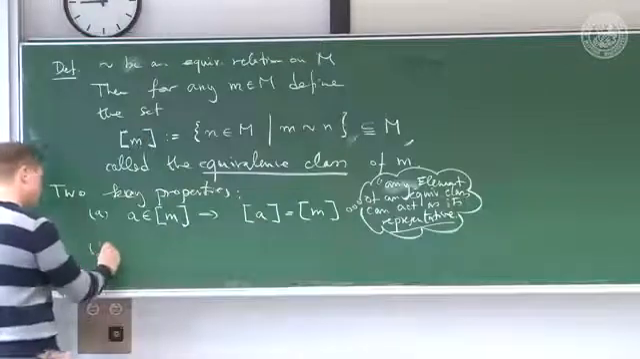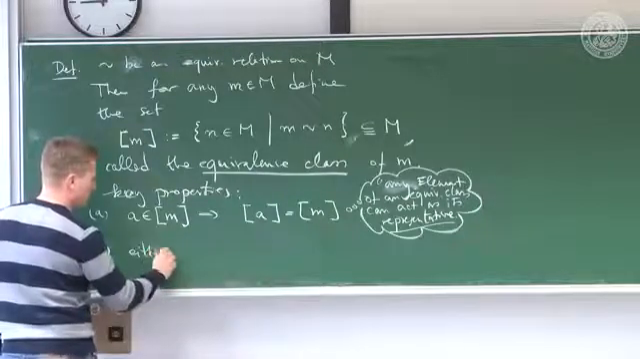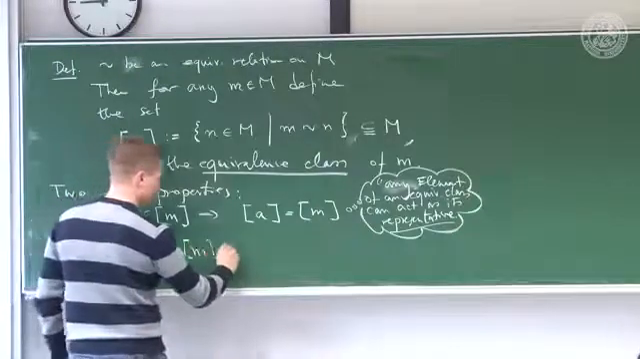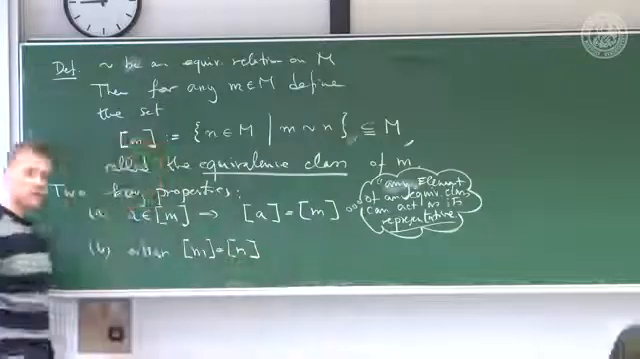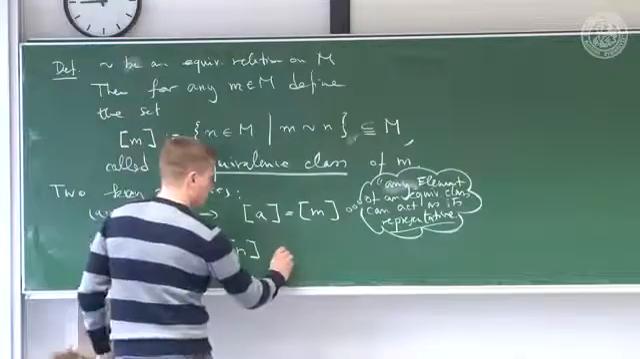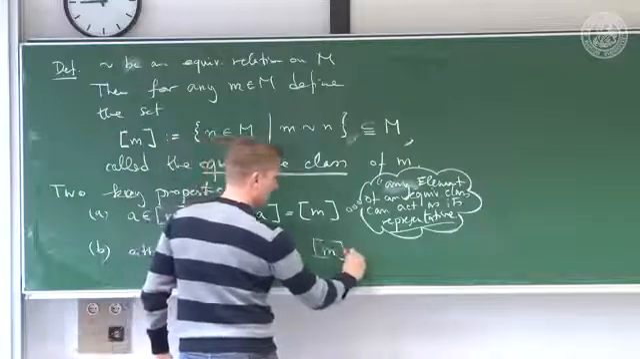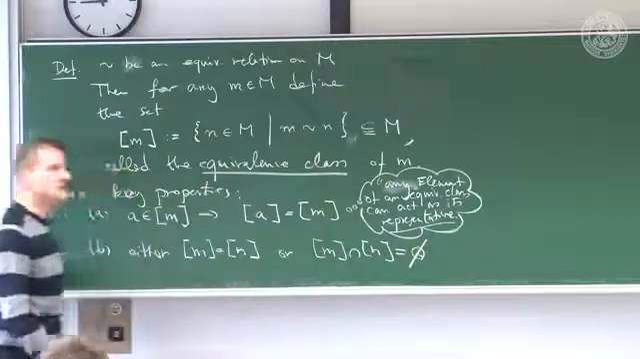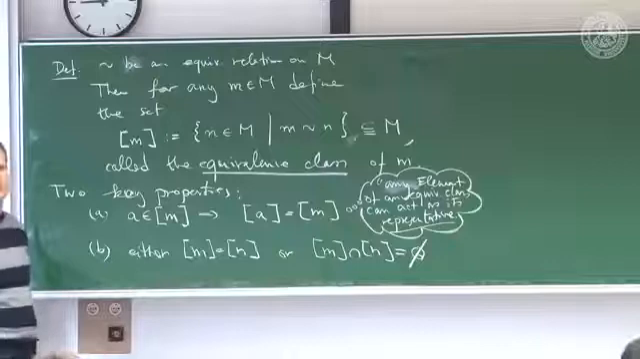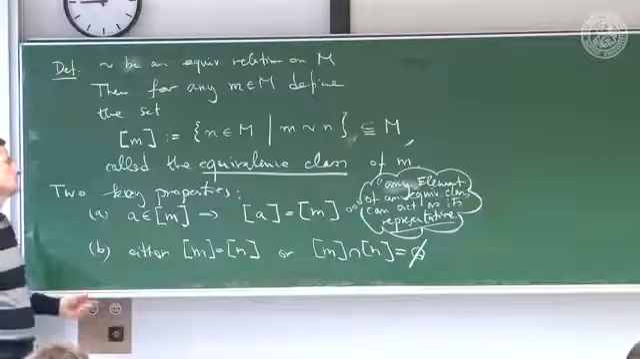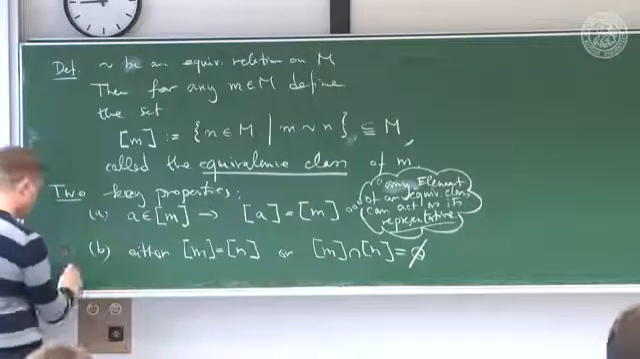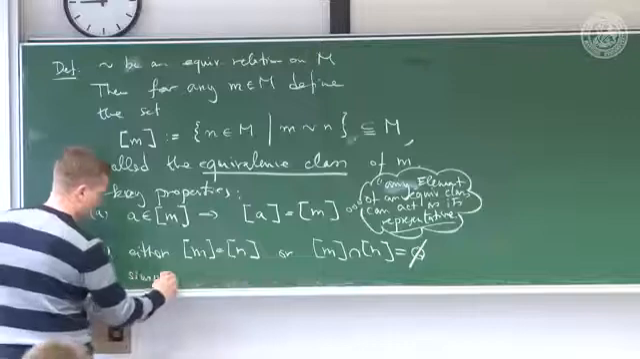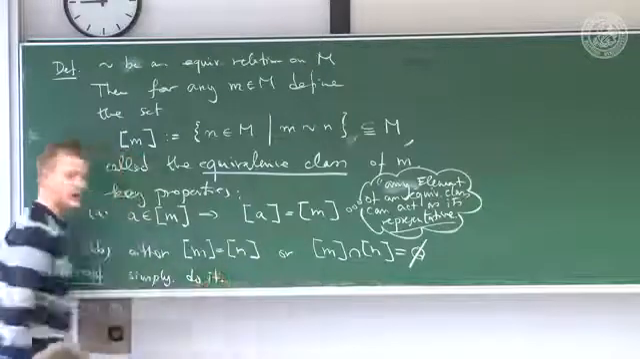And the second key property is that one of two things holds. Either two equivalence classes for two different elements are the same, or if they're not the same, then they have no element in common. That means the intersection is empty. And there's no other possibility. Two key properties. A proof is very simple. Simple. And you should do it.